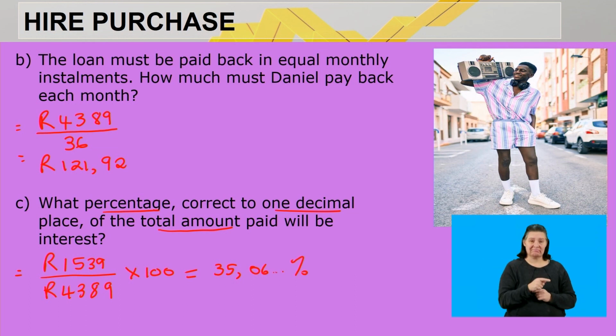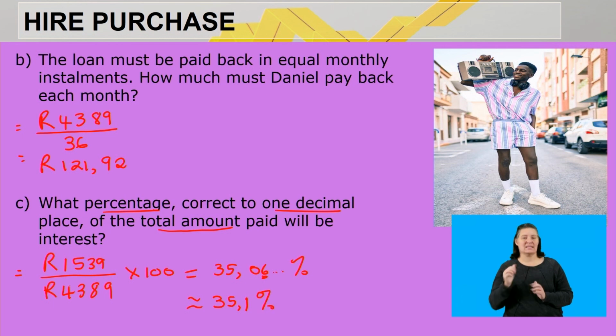I went only to the second digit so that I can show you how we round off. Rounded to one decimal place, it will be 35,0. Sorry, it should be one decimal place. So I look at the second one, and that 0 becomes a 1 because 6 is more than 5. Guys, I hope that's clear to all of you.